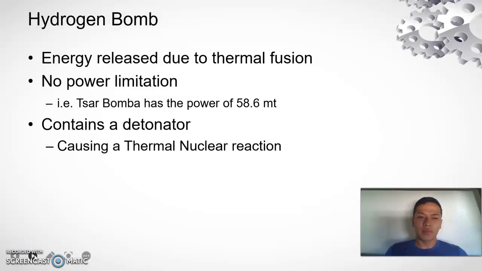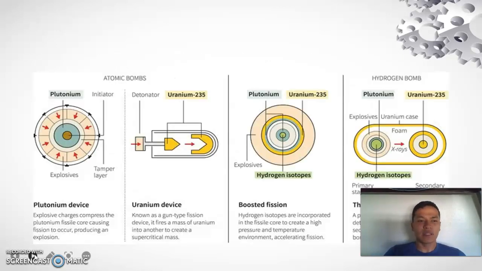The hydrogen bomb, on the other hand, releases energy due to thermal fusion, and it has no power limitation, which is something scary to think about. A good example of this type of bomb is the Tsar Bomba, which has the power of 58.6 megatons. It contains a detonator, which causes a thermonuclear reaction, right? And this is one of the main differences between the atomic and the hydrogen bomb.